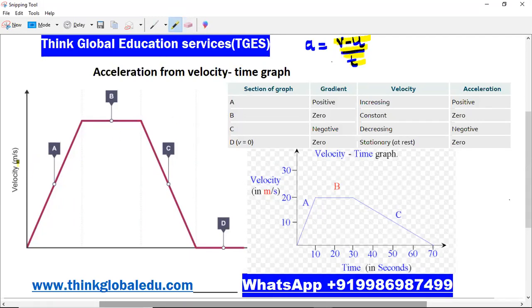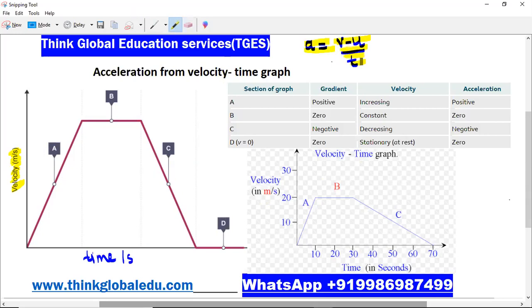If we are given the velocity time graph, velocity is always plotted along the y-axis and time is plotted along the x-axis. So if we are given the velocity time graph, we can use it also to find out the acceleration. So how do we use the velocity time graph to find out the acceleration?